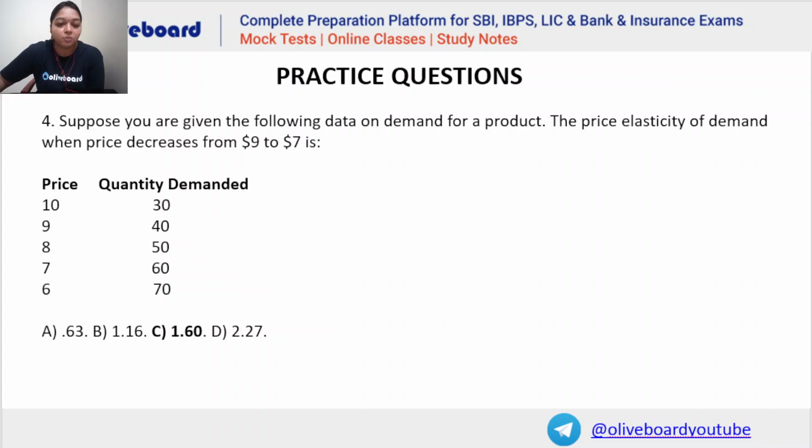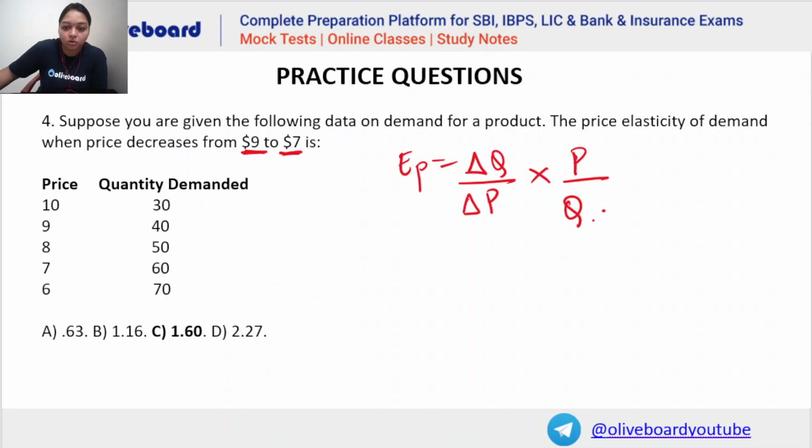Next one. Suppose you are given the following data on demand for a product. The price elasticity of demand when price decreases from $9 to $7 is. See, now this is another formula that you have to use, right? So there was this one more formula, delta Q by delta P into P by Q, right? So this is the initial. I hope you know this. This is the initial quantity, right? So here what is delta Q? From 9 to 7, what is it?